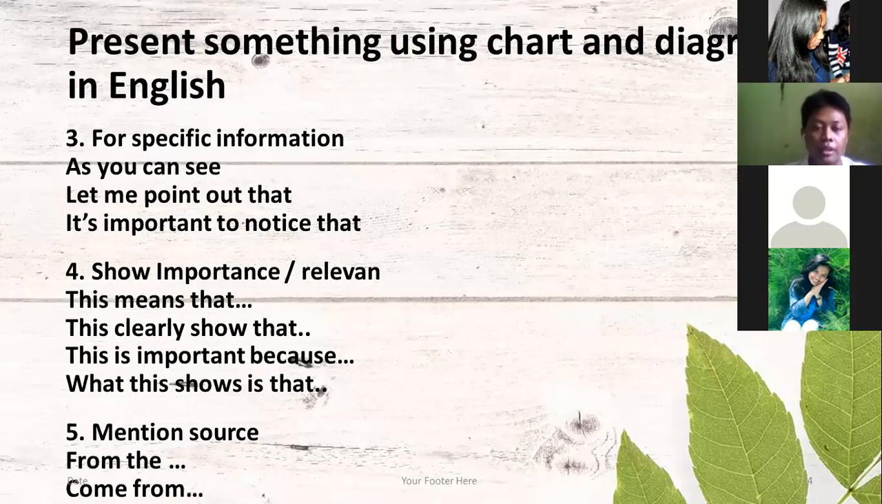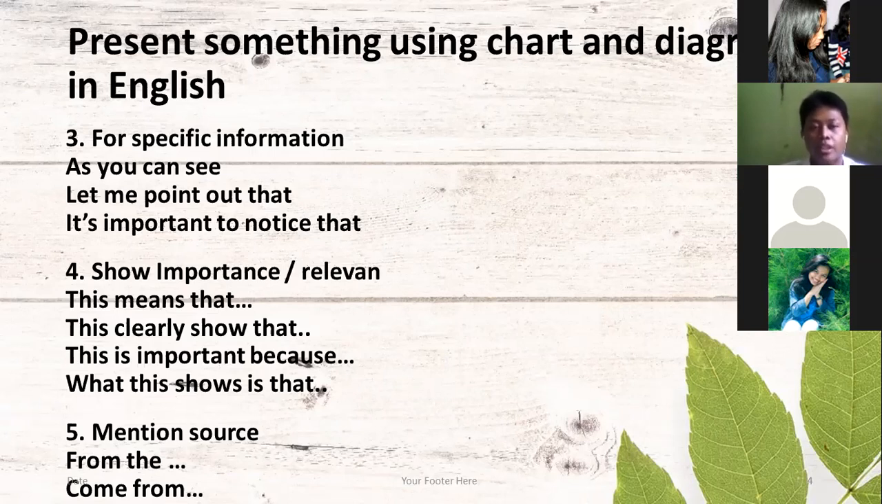Okay, the next is about showing important or relevant data. Here we have four phrases that you can use to describe something important or relevant in your diagrams or charts. The first is this means that, the second is this clearly shows that, the third is this is important because, and the last is what this shows is that.